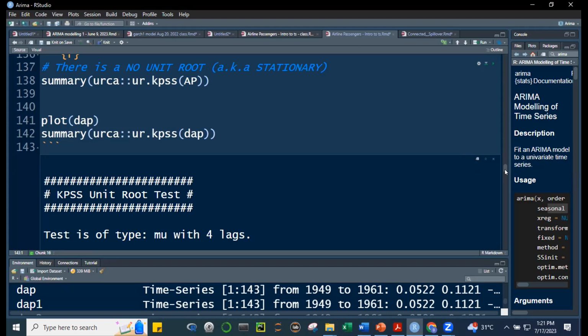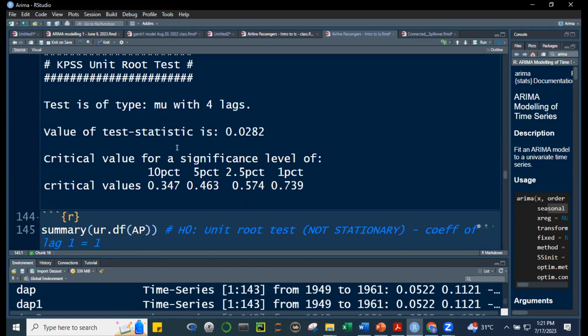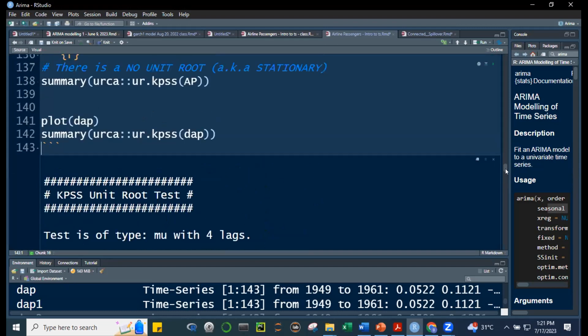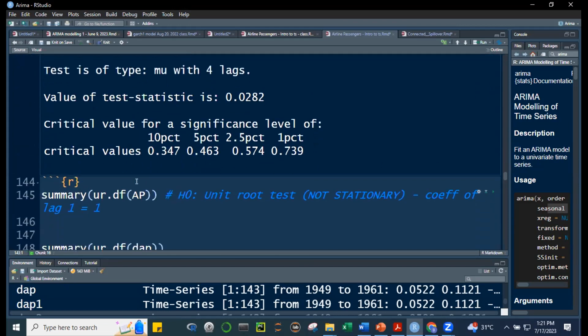Okay. So back to our lesson. So you know how to analyze, you know how to interpret yung unitroot.kpss. Okay? Now there's another one, ur.df naman. Unit root Dickey-Fuller. Ito tama ito, no? Tama ito.